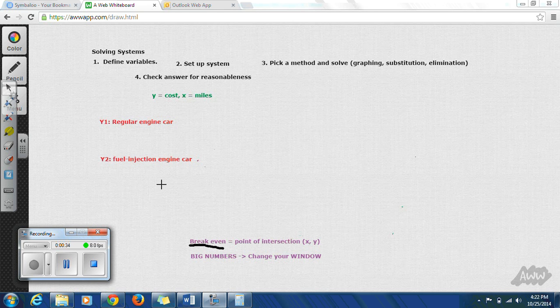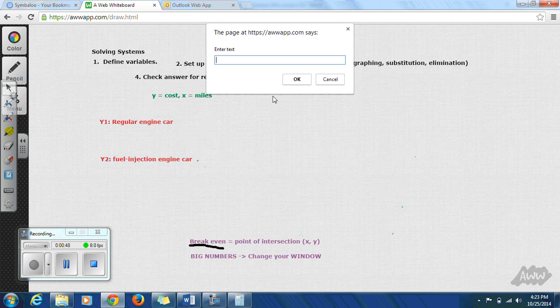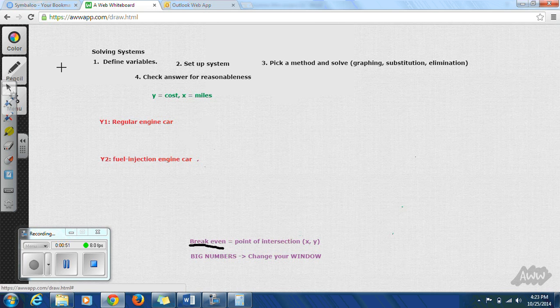With the regular engine, we are told that the purchase of it costs $21,500. And on average, it costs 32 cents per mile to operate. So when I set this up, my cost per mile is 32 cents. It's 0.32 x plus the total purchase price of $21,500.